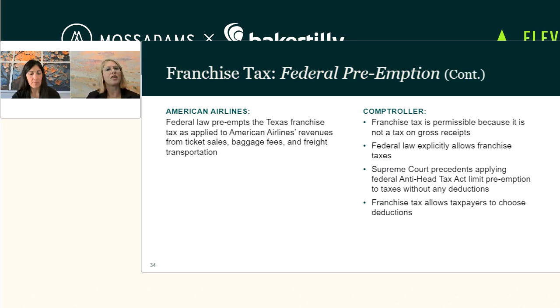So the issue here, American Airlines is arguing that the Texas franchise tax, when it's applied to an airline-related receipt, functions as a head tax that's prohibited under federal law. So they're saying that the state can't impose these taxes on the airline carriers based on their gross receipts because it's federally not allowed. The comptroller is saying that the franchise tax isn't a gross receipts tax and it's therefore not preempted by the federal law and it should apply.